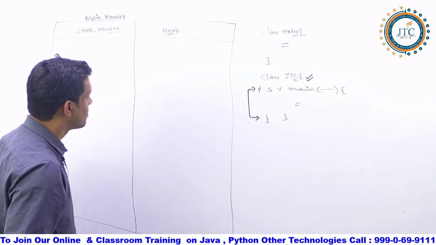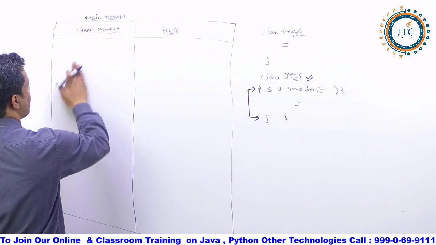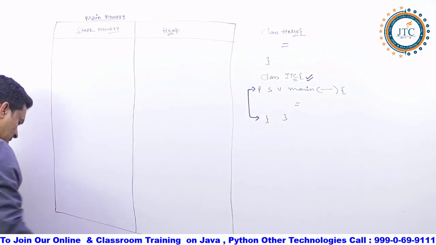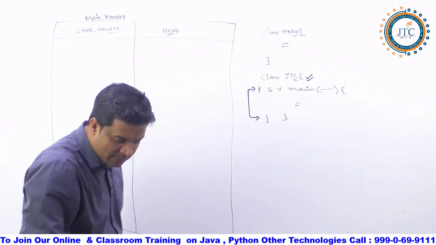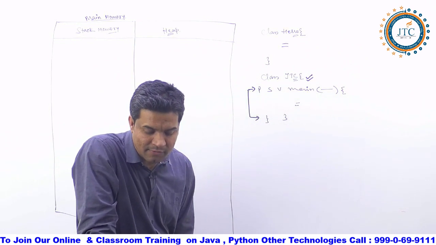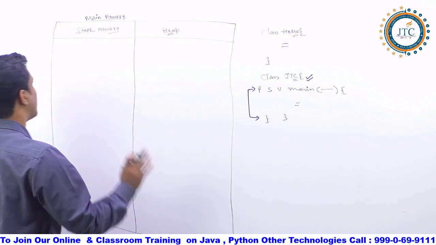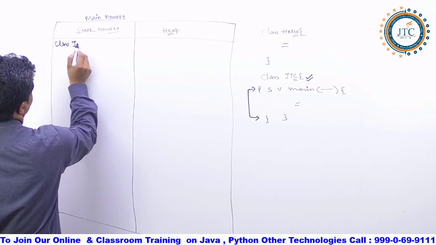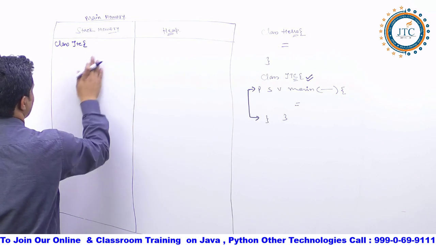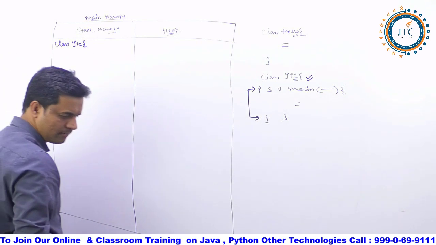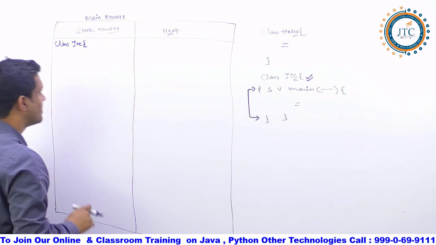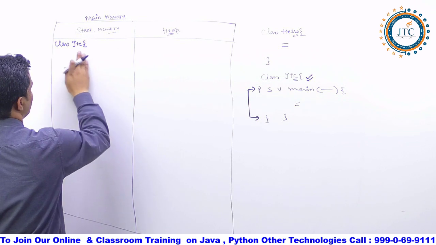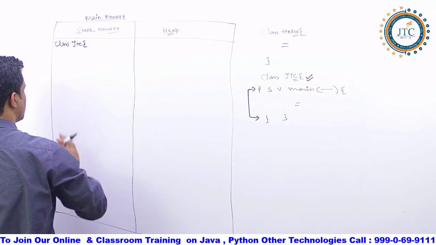Yesterday we saw that inside the stack frame, the class and its members will be placed. See here, I am writing class JTC. This is one class I have written, called JTC, correct? And after writing this class JTC, I want to write a few more things inside it.